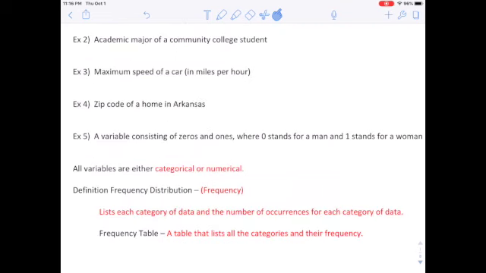Going on to the next, make sure you write down everything that's in red. Just a quick reminder, just in case you forget: all variables are either categorical or numerical. It's one or the other. You cannot be in both. Describing what we're going to do.